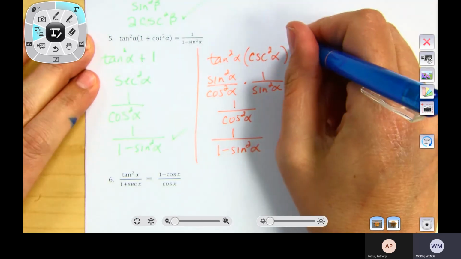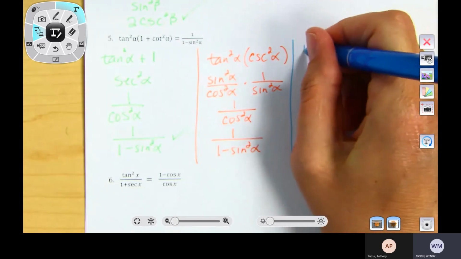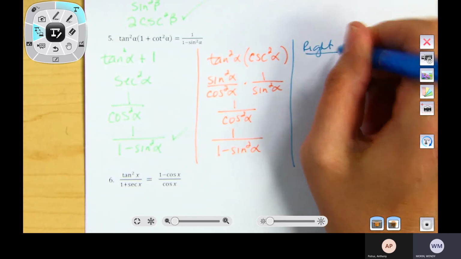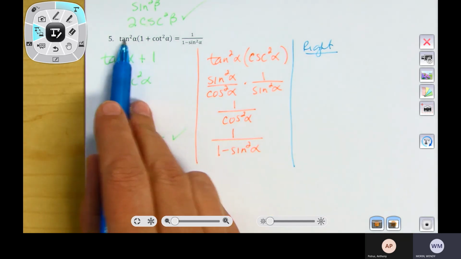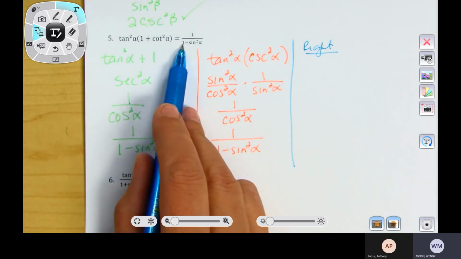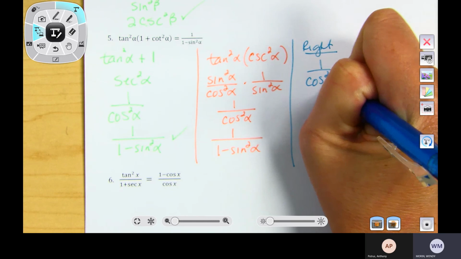I know you love options, right? Let's do option number 3. Let's work the right side. I'm trying to get to this. What is this in the denominator here? Yeah, so that's 1 minus cosine squared of alpha, right?